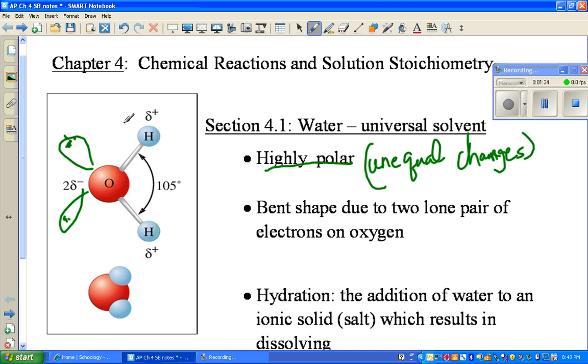We can also take a look at the electronegativity. This end is slightly positive, so that means the oxygen has more ability to attract. These uneven charges, again, make it easy for things to dissolve.